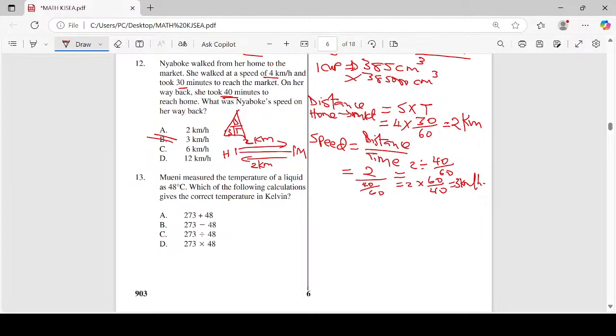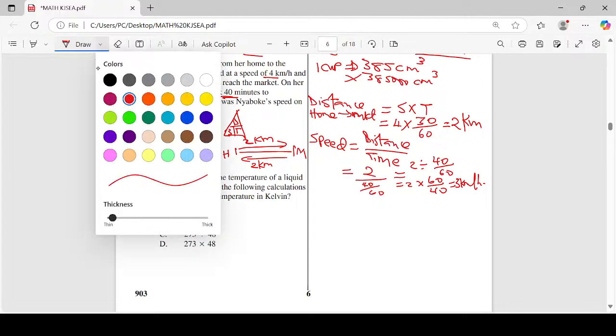Question number 13. Mweni measured the temperature of a liquid as 48 degrees Celsius. Which of the following calculations gives the correct temperature in Kelvin?